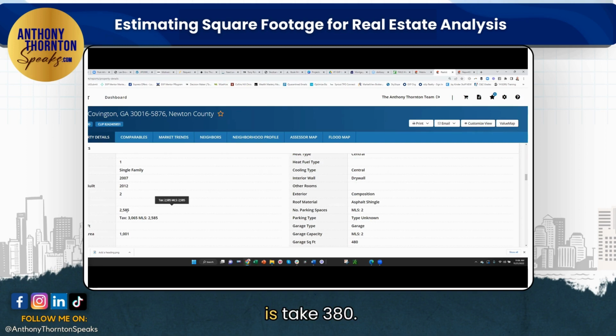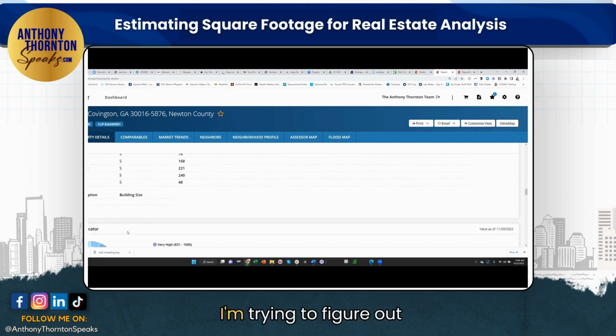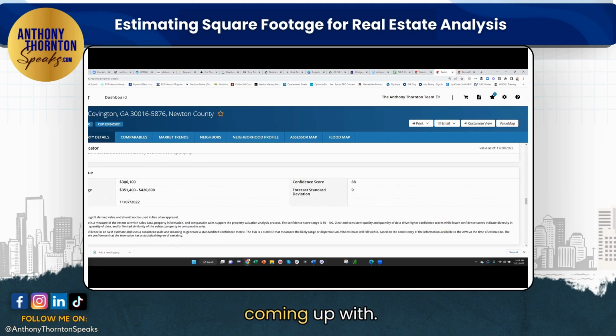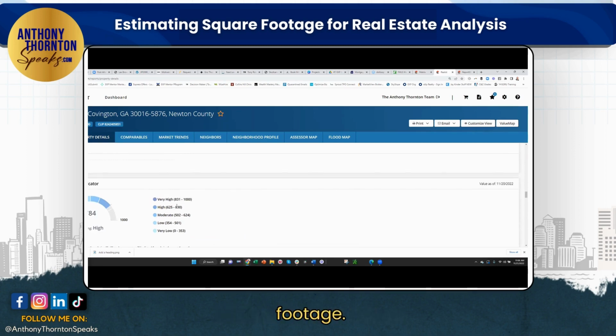So all I'm going to do is take 386,100. I'm trying to figure out what these people are coming up with, divided by the square footage. 386,100 divided by 2585 equals $149.36 a square foot. You guys with me?